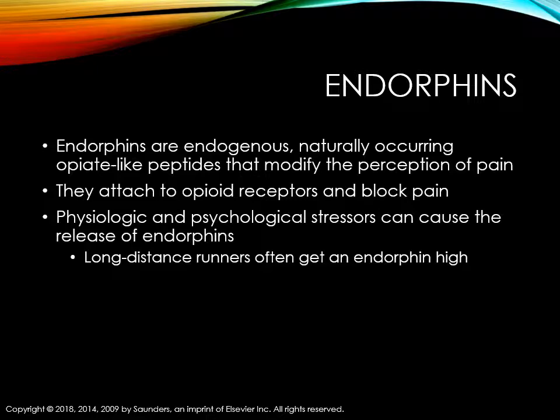So, have we all heard this terminology, endorphins? So what are endorphins? Endorphins are endogenous, naturally occurring opiate-like peptides that reduce or block the perception of pain. The word endorphin actually comes from morphine and endogenous. Like morphine, endorphins attach to the nerve endings in opiate receptors and block pain transmission. Both physiologic and psychological stressors can release endorphins, resulting in a reduction of pain and an increase in the sense of well-being.